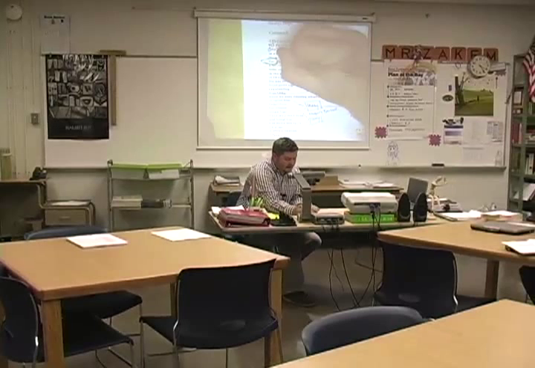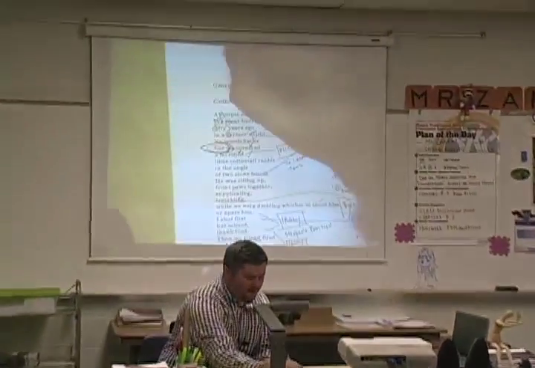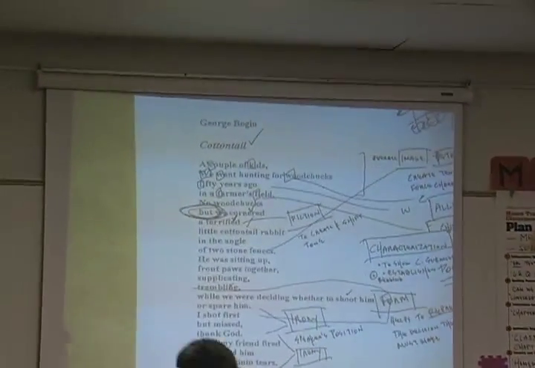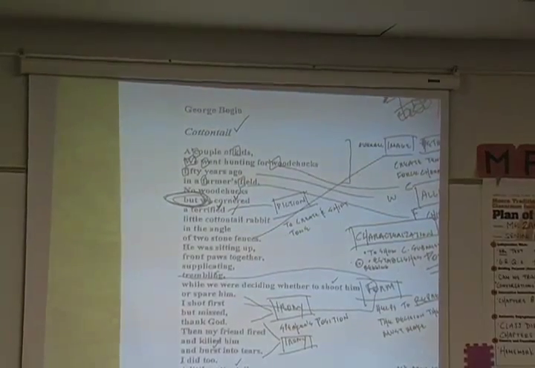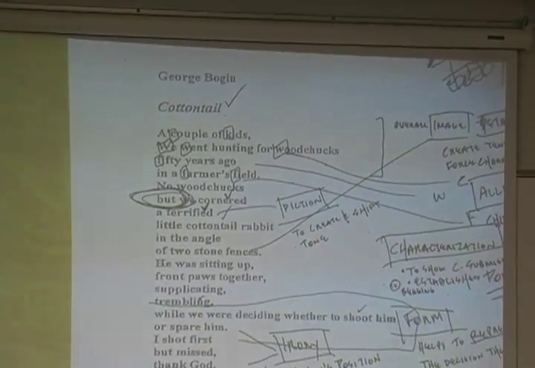We see it in the 8th line. Anywhere else? That's extremely, and the title, right? We've got that word 3 times. Why? Why repetition of cottontail?